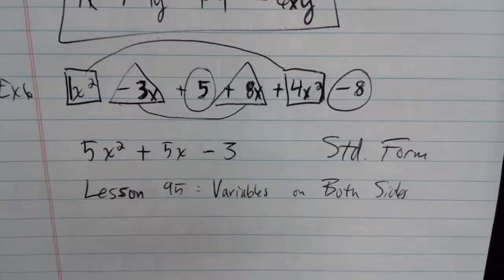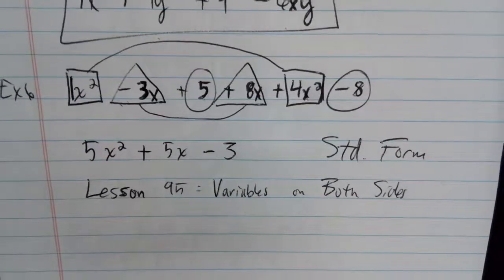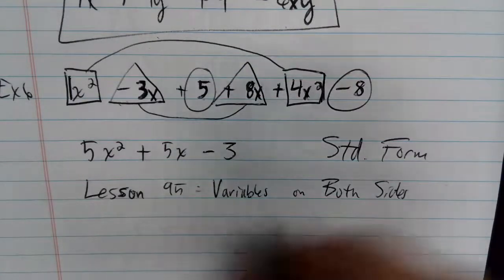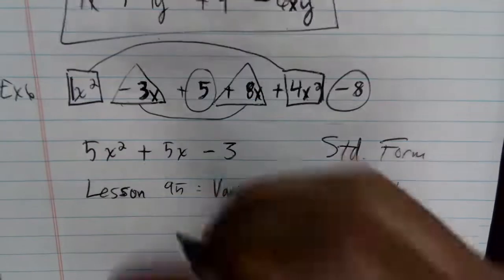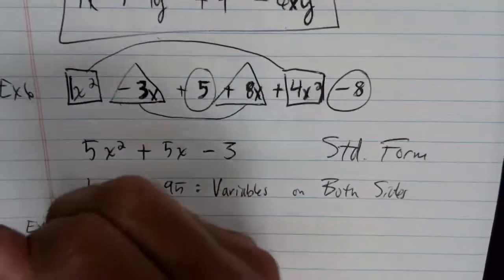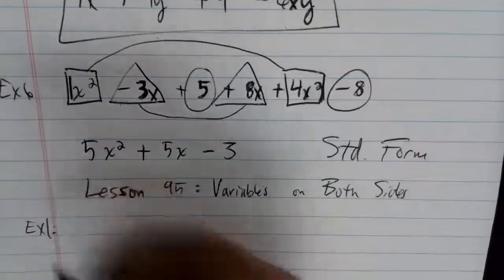And then 96 is multiple term equations, so variables on both sides. All right. So variables on both sides. Let's write an example of an equation that we know how to solve. A two-step equation. Can you guys help me out there?